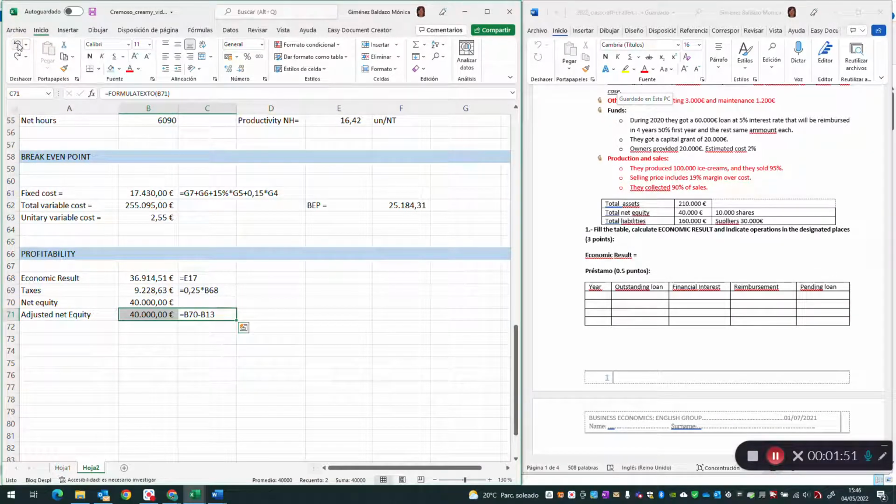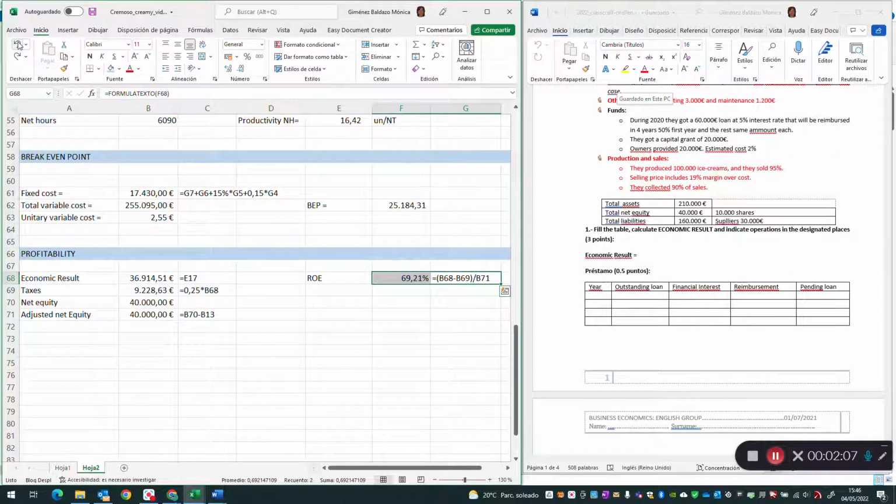That is it. And now you just have to apply the formula for the return on equity, which is the economic result minus taxes all together divided by the adjusted net equity. So you calculate it and then you have your result.